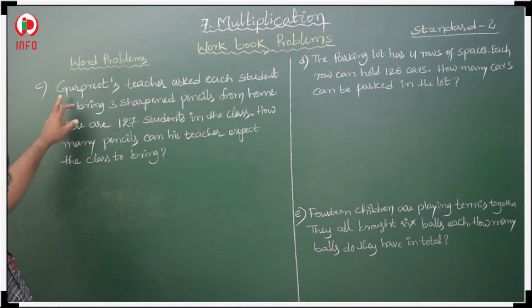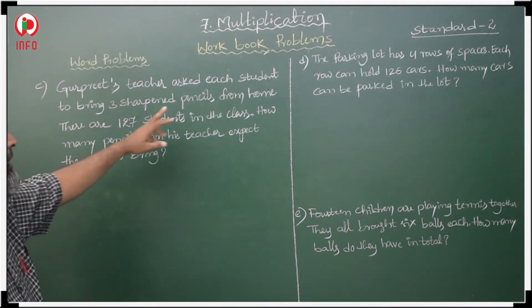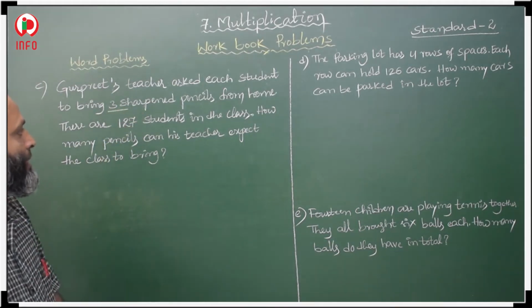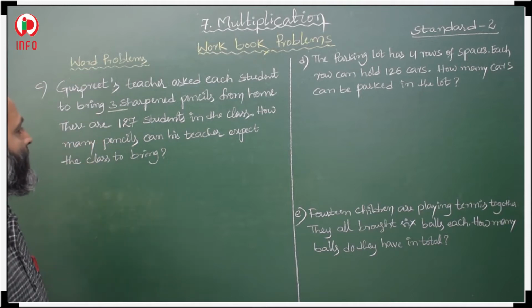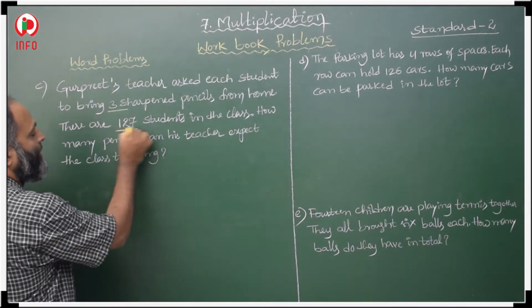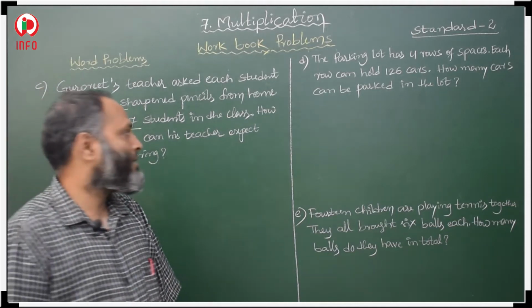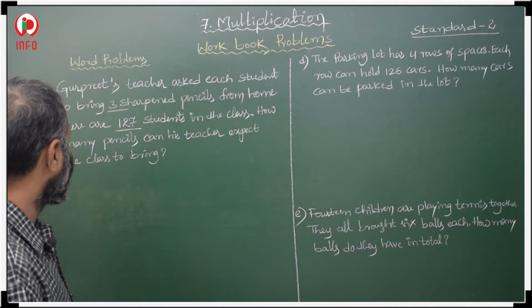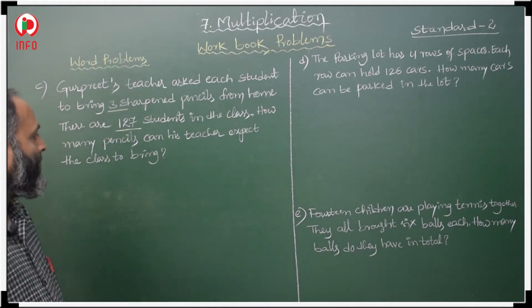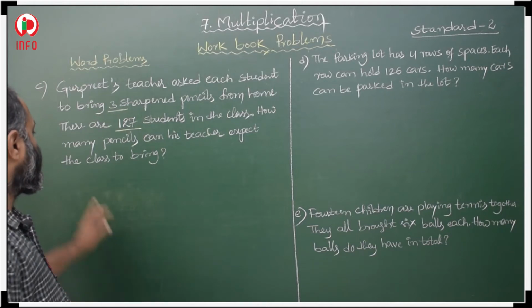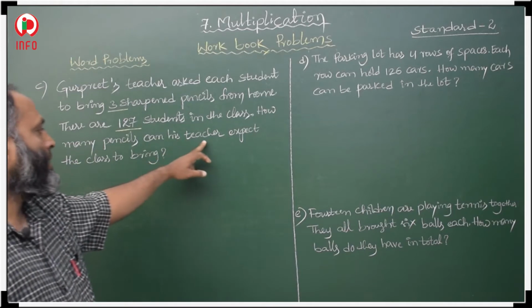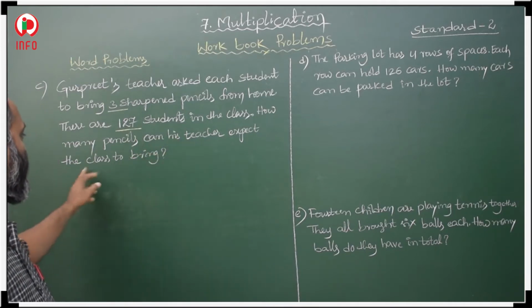Next word problem. Gurpreet's teacher asked each student to bring 3 sharpened pencils from home. How many pencils? 3 sharpened pencils. There are 127 students in the class. How many students? 127 students. Then how many pencils can his teacher expect the class to bring?